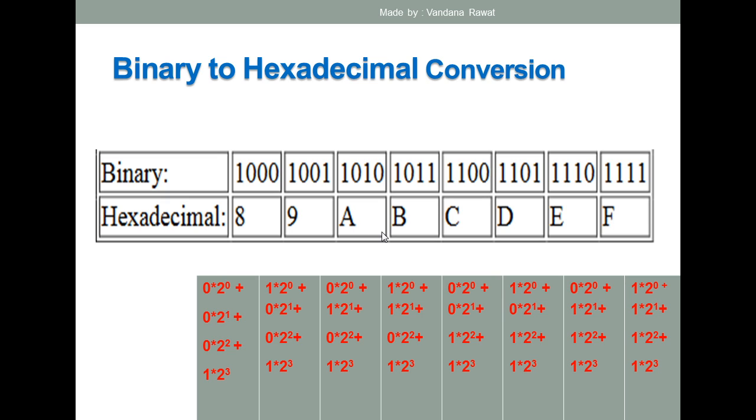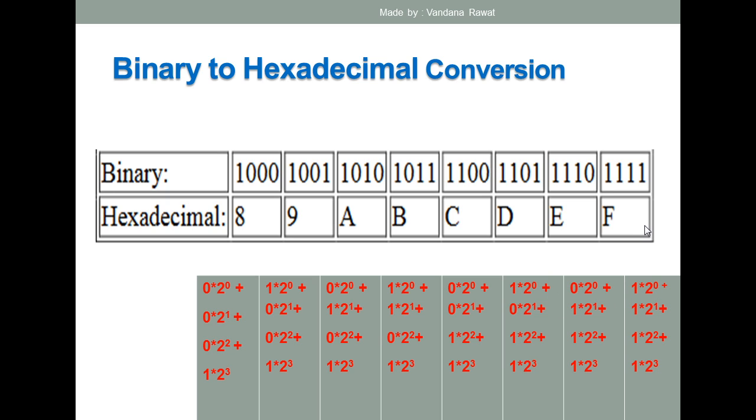A means 10. So you just check it: 0 into 2 to the power 0 plus 1 into 2 to the power 1 plus 0 into 2 to the power 2 and 1 into 2 to the power 3. So what you will get, this will be 0, 1 into 2 to the power 1 means 2, this part will be 0 and this part will be 8. That means 8 plus 2 is equivalent to 10. And 10 will be represented with the help of this character, that is A. Okay, so in the case of hexadecimal, the 10th digit will be represented by A, 11 will be represented by B, and so on.